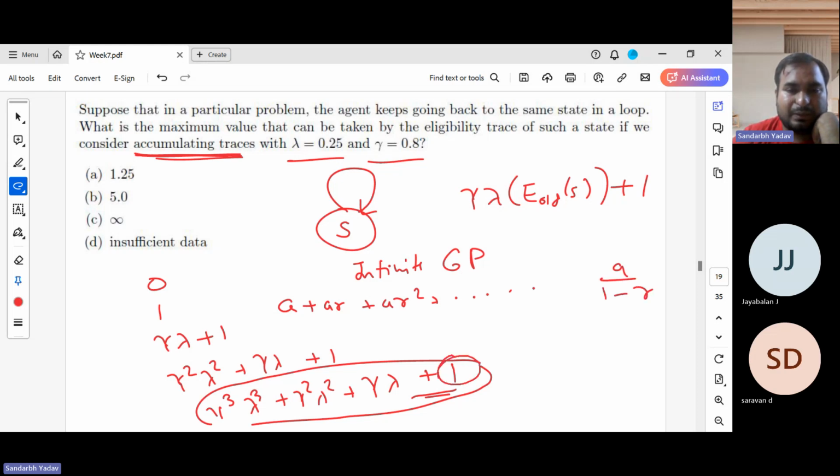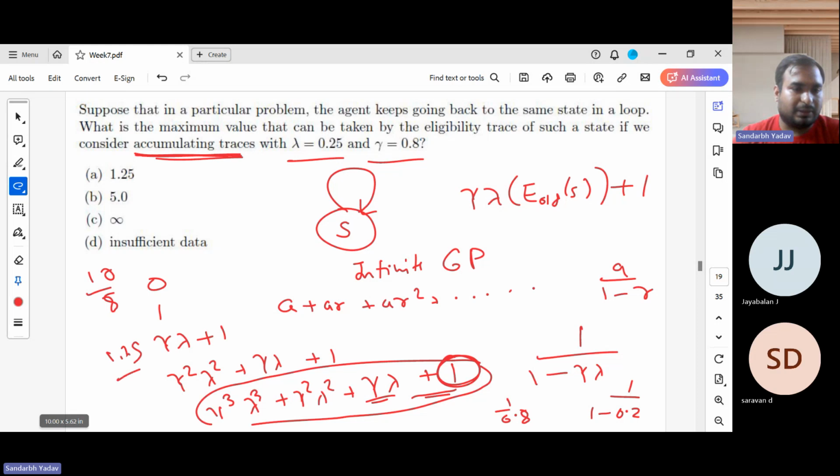In this case, our first term will be 1 and our common ratio will be gamma lambda. So 1 upon 1 minus gamma lambda. This is the general formula. Now we can simply put in the values. So 0.25 into 0.8 will be 0.2. So 1 upon 1 minus 0.2, which is 1 upon 0.8, which is 10 upon 8. So 10 upon 8 will be 1.25, right? So A is the answer.